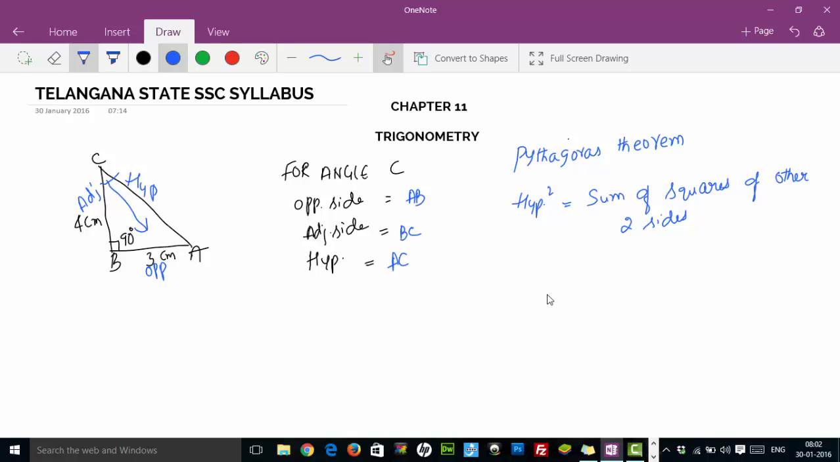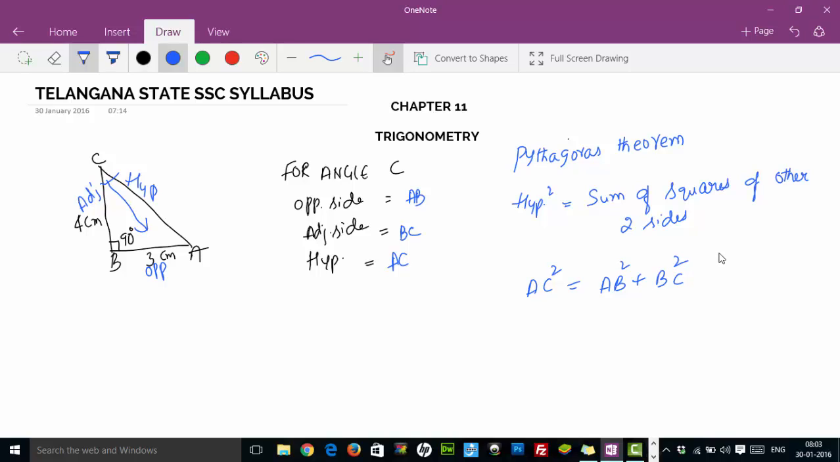Again, Pythagoras theorem says that hypotenuse square is equal to sum of squares of other two sides. What is the hypotenuse in our triangle? The hypotenuse is AC. So AC square is sum of squares of other two sides. What are the other two sides? AB and BC are the other two sides. So what is the sum of their squares?